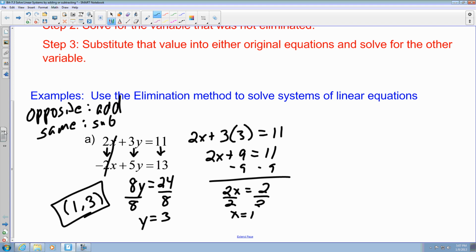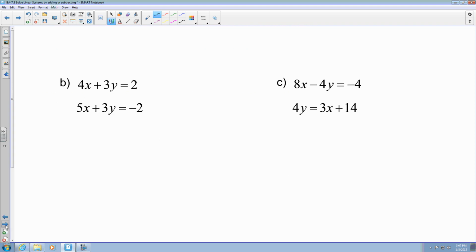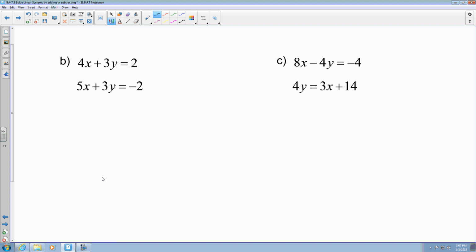Okay? Let's look at another. So I have example B. Are they in standard form? I got 4x plus 3y equals 2. Yes. I got 5x plus 3y equals negative 2. Yes, they are. Both of them are in standard form.